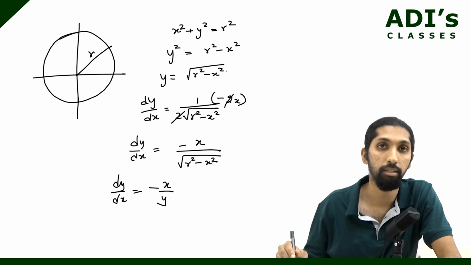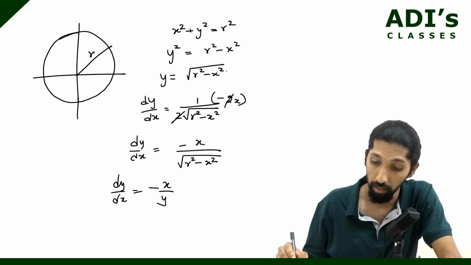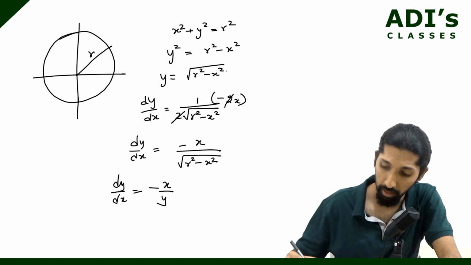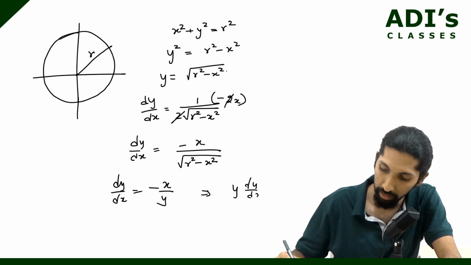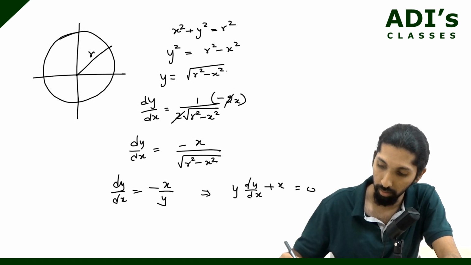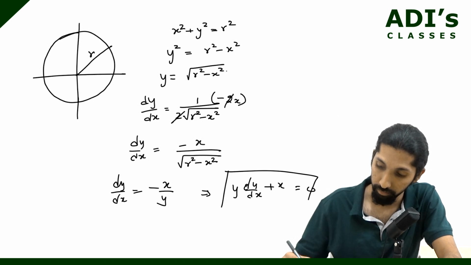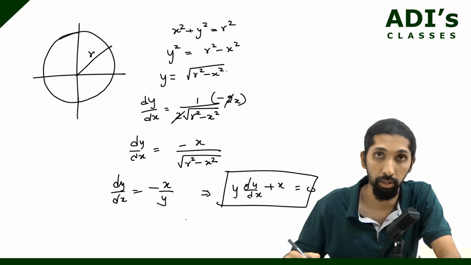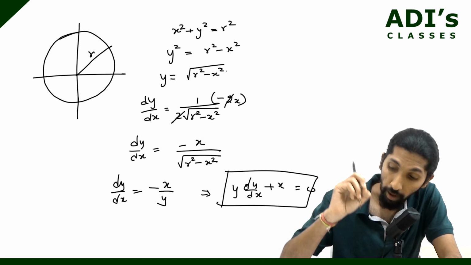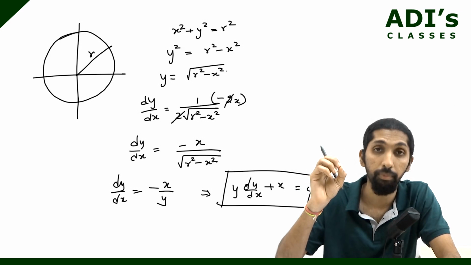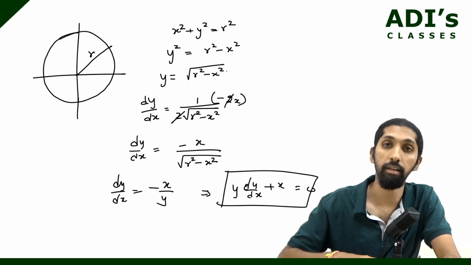Now you can differentiate this one, or you can keep it as it is also. In the sense, you can say this will be y into dy by dx plus x is equal to 0. So you can keep it as it is. This becomes the differential equation of the family of circles which have the origin as their center and radius r.